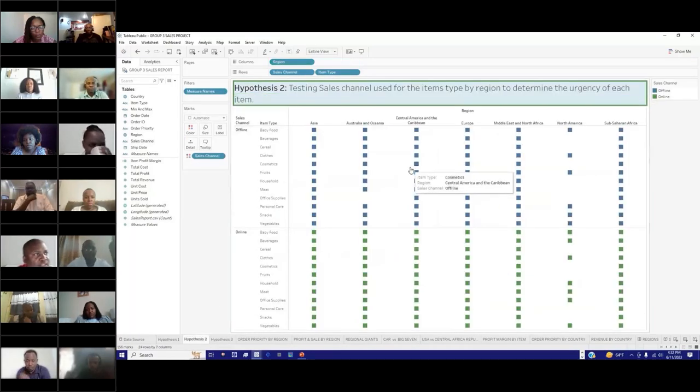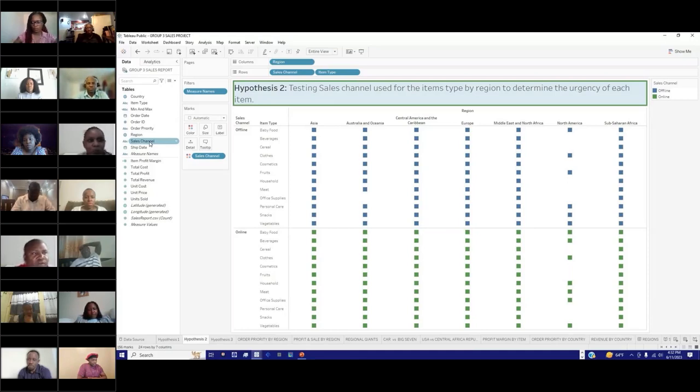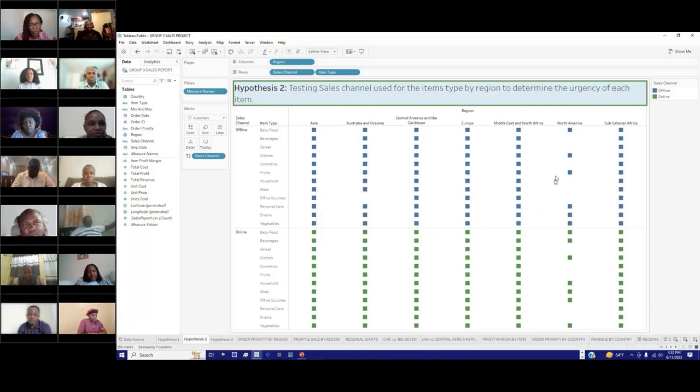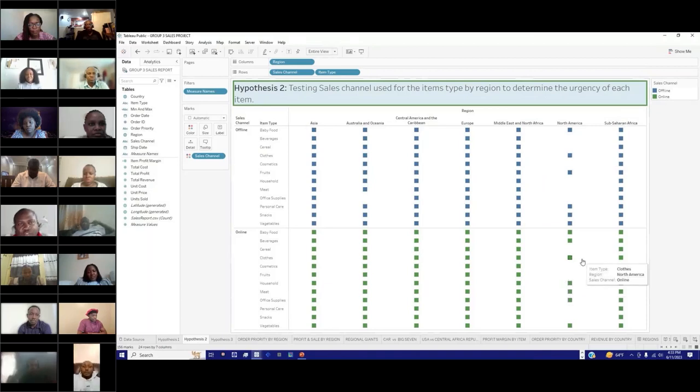The second hypothesis was to find out if the sales priority sales channel used will determine if there's a region that was predominantly using offline or online services, and we found that like in Asia, they pretty much used online and offline. Every other region did the same except for North America, where there were some products that they never used online and some products that they never used offline. So we did not follow through with the second one.